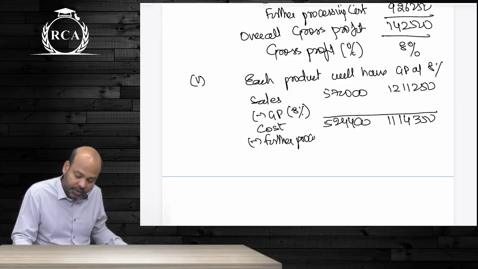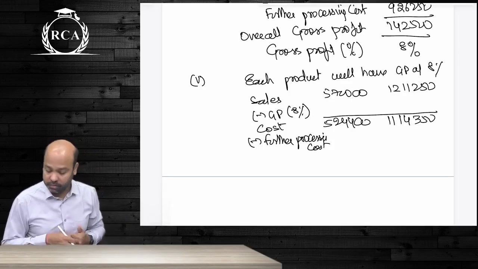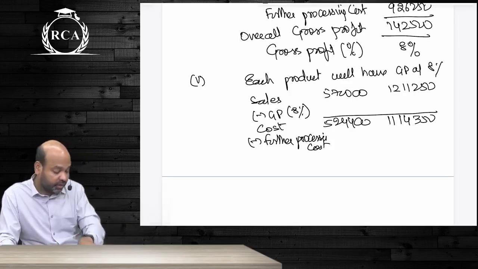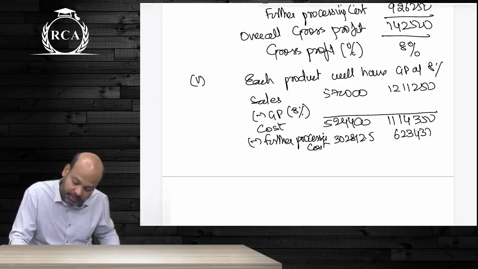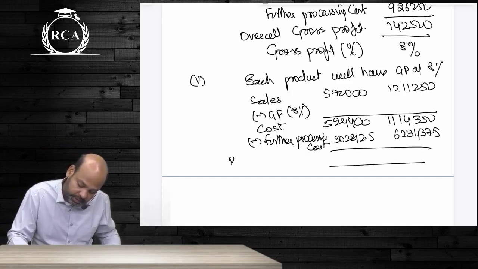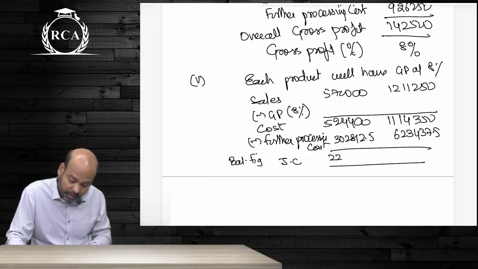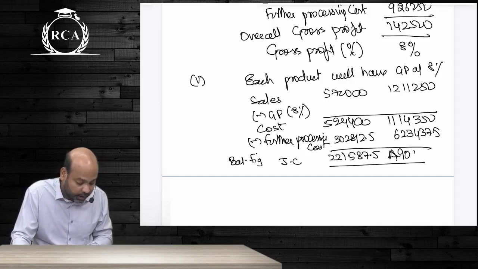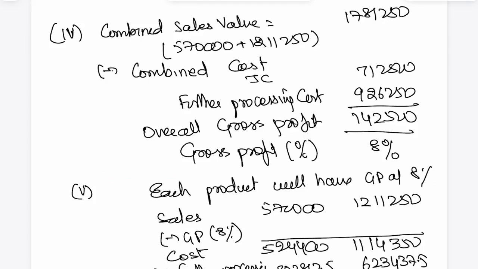Do you remember the questions in joint cost where I said if profit is given in the question, you do not compute, allocate joint cost. Joint cost is a balancing figure. Further processing cost, guys, of the products is 3,02,812.5 and 6,23,437.5. How much will be the balancing figure, guys? Balancing figure is the joint cost beta. 2,21,587.5 and 4,90,912.5. Please mark the fourth and fifth bit as important and copy this part.